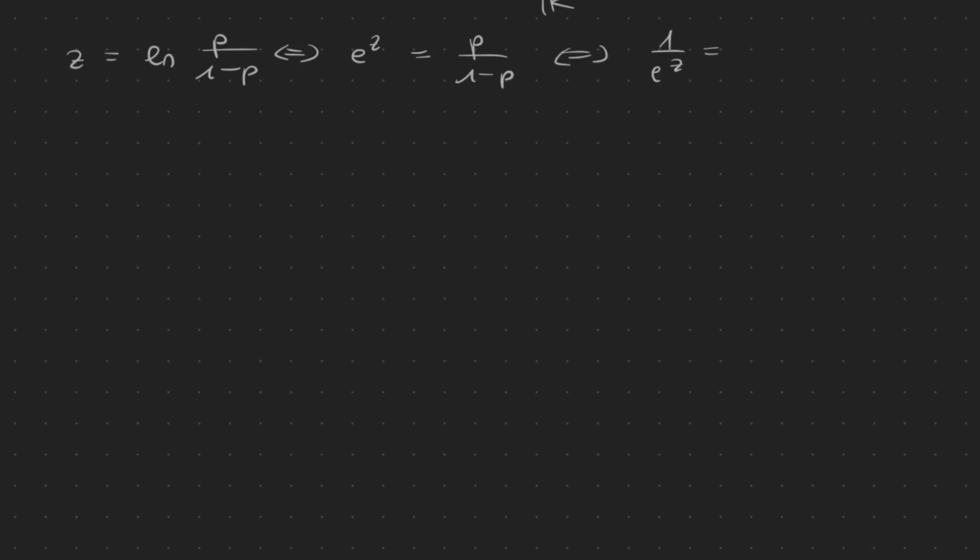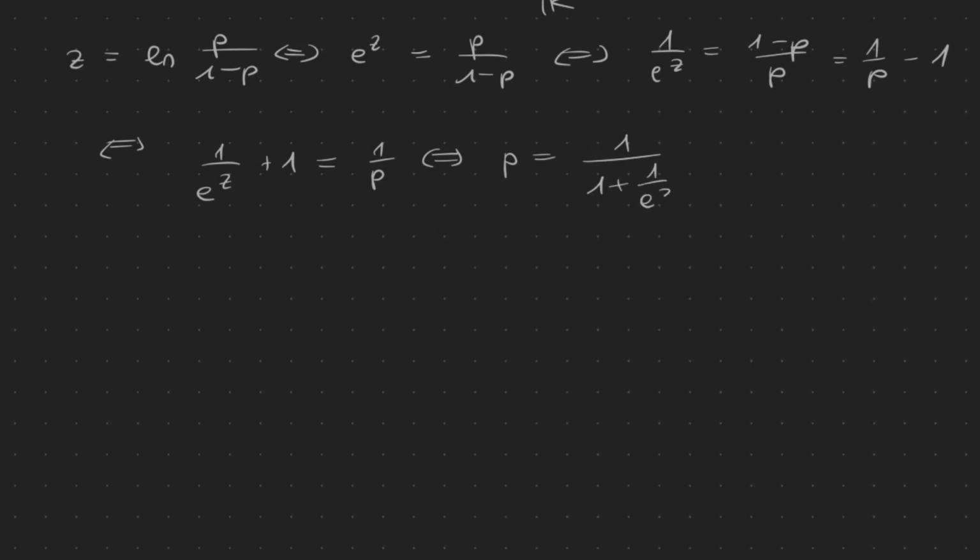And we can invert it, so it's easier to resolve the equation for p. So this is 1 over p minus 1. So we get 1 over e to the power of z plus 1 is 1 over p. Now we just have to invert it again. So we get p is equal to 1 over 1 plus 1 over e to the power of z. And this can be written as 1 over 1 plus e to the power of minus z, right?